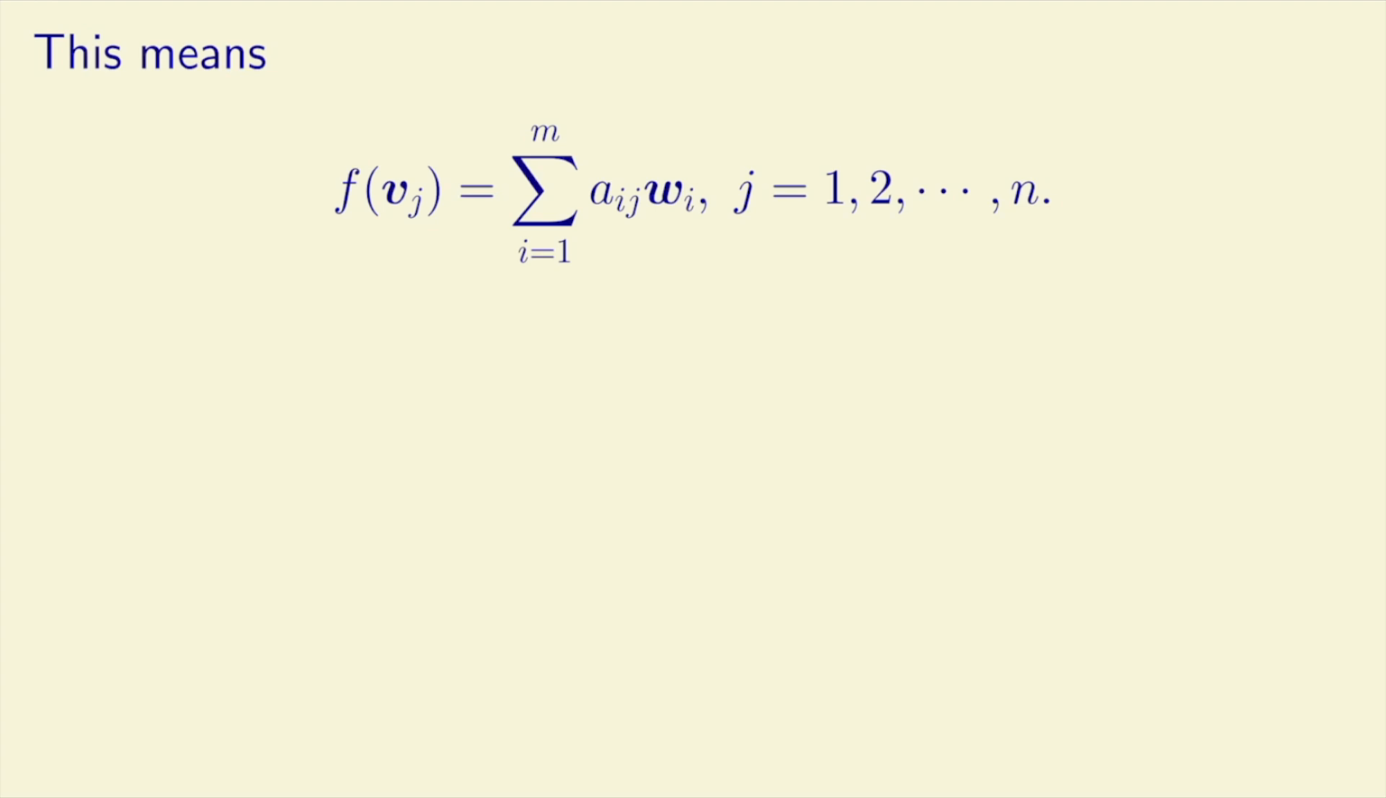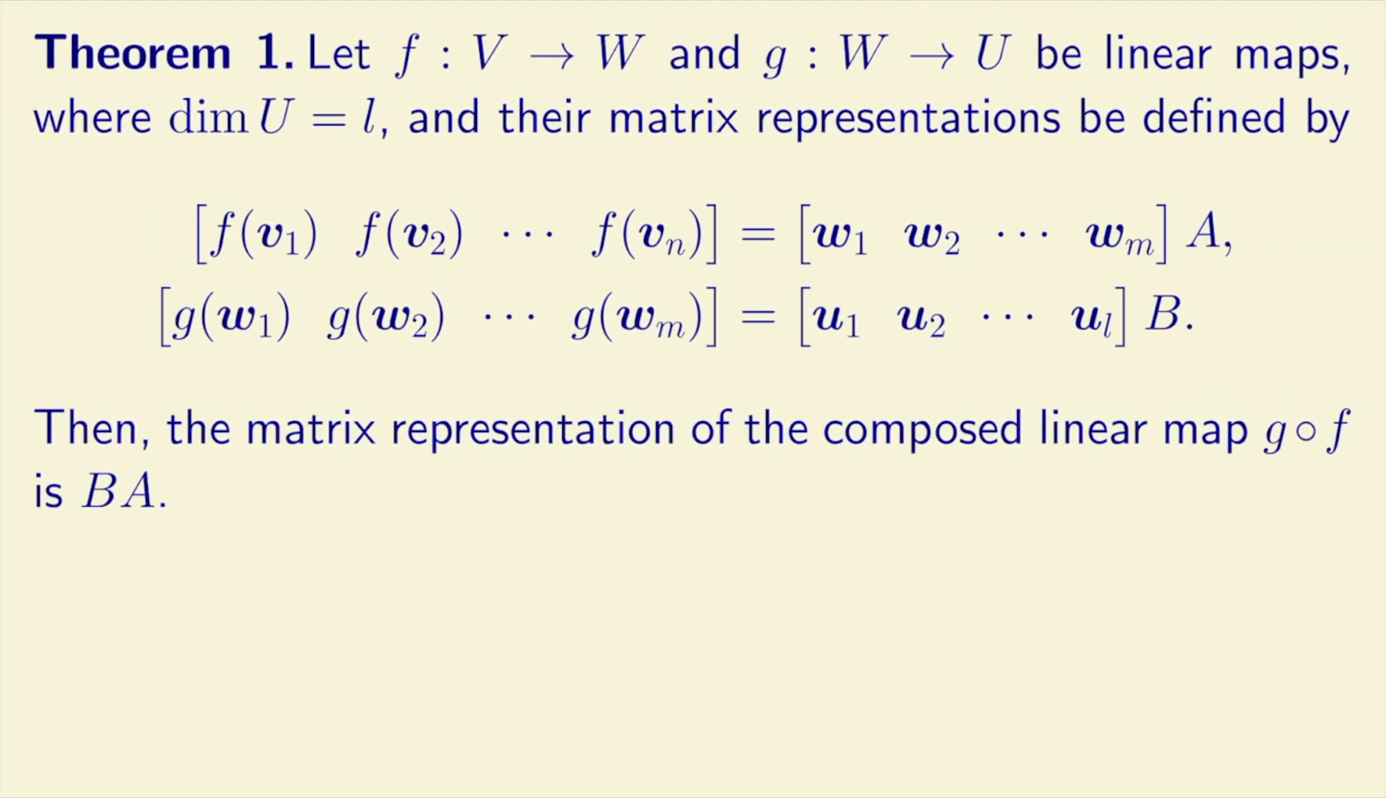Okay, let's keep going. We're skipping to Theorem 1, which talks about composition. If we have a linear map F from V to W and a linear map G from W to U, and their matrix representations are A and B, defined by F of V1, F of V2, dot, dot, dot, F of Vn equals W1, W2, dot, dot, dot, Wm, A, and G of W1, G of W2, dot, dot, dot, G of Wm equals U1, U2, dot, dot, dot, UL, B, then the matrix representation of the composed linear map G circle F is BA. Wait, G comes second, but its matrix B comes first in the product. Is that right? Why isn't it AB?